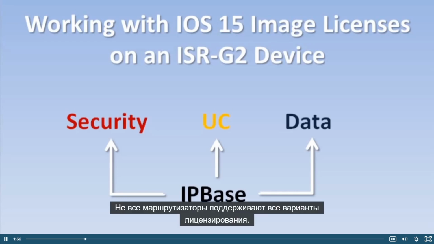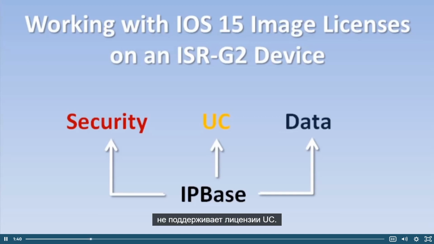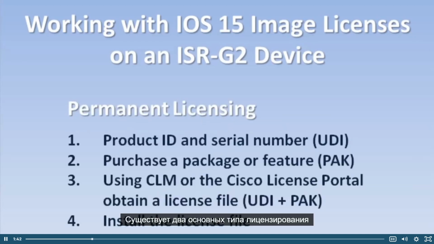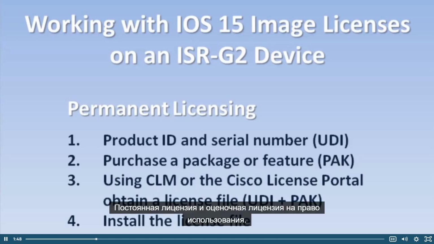Not all routers support all licensing options. For example, the 1941 Integrated Services Router does not support the UC license. There are 2 main types of licensing with the Cisco IOS: permanent licensing and evaluation right-to-use licensing.